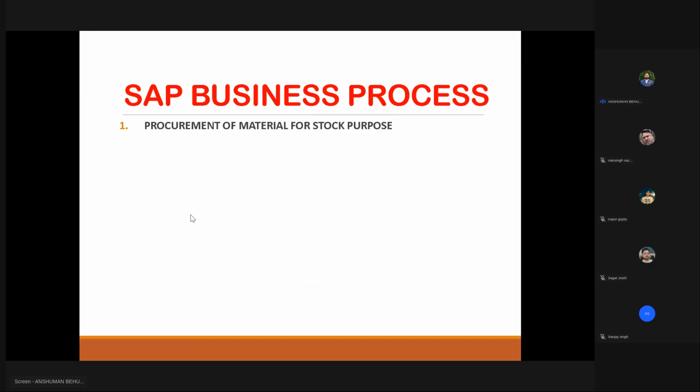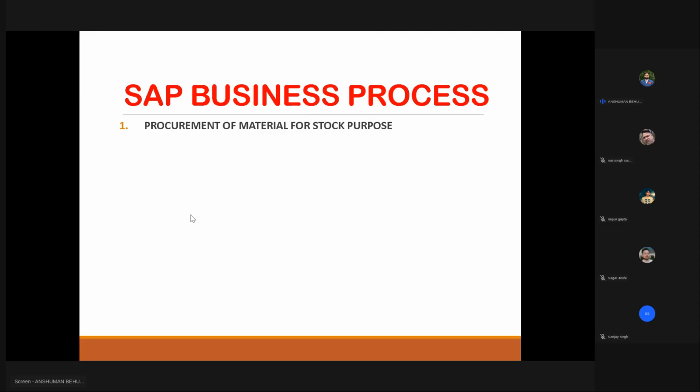Business process means how we are going to do the procurement on the SAP side. Mostly, the SAP MM module deals with purchasing and inventory. So the first part will be purchasing or procurement, and the second part will be inventory. For the first part, purchasing or procurement, first we need to understand what kind of business processes there are.